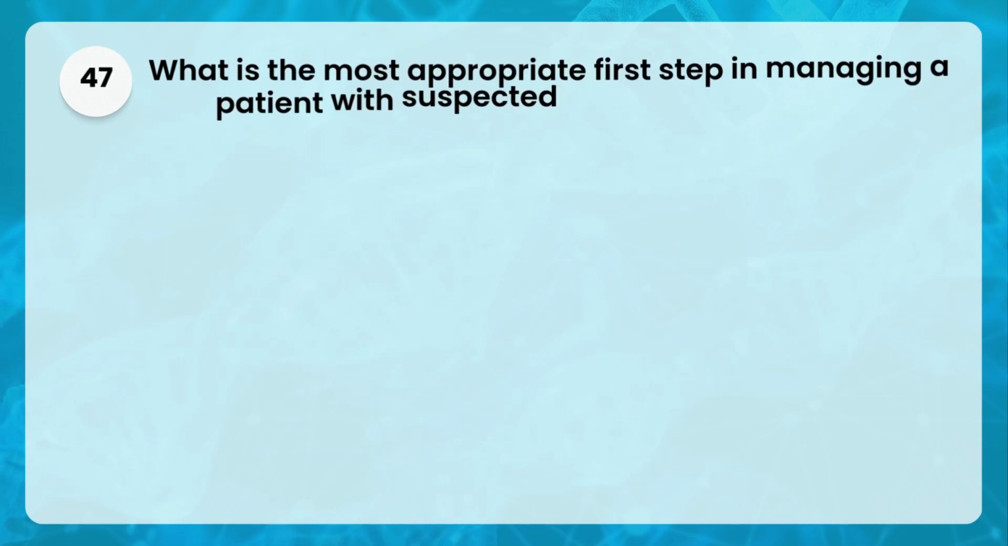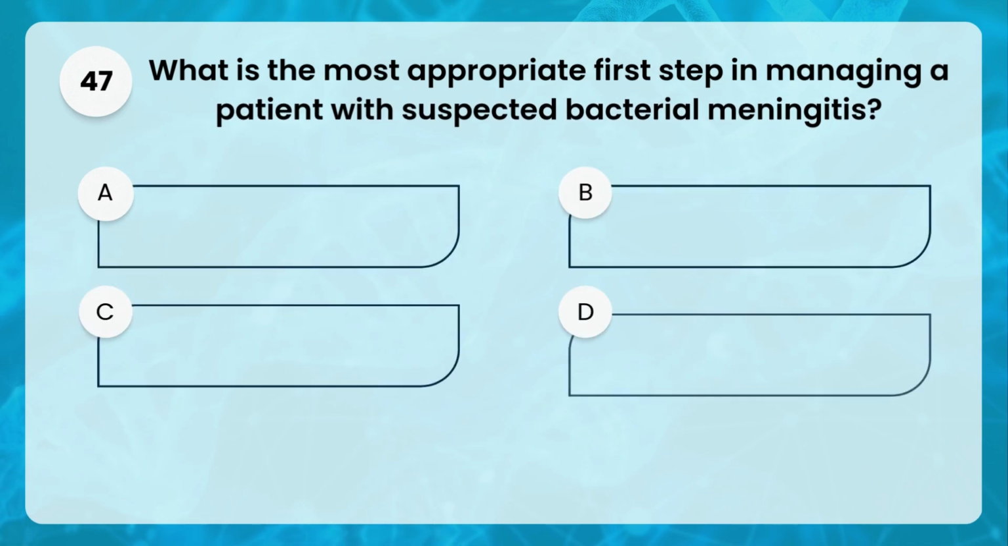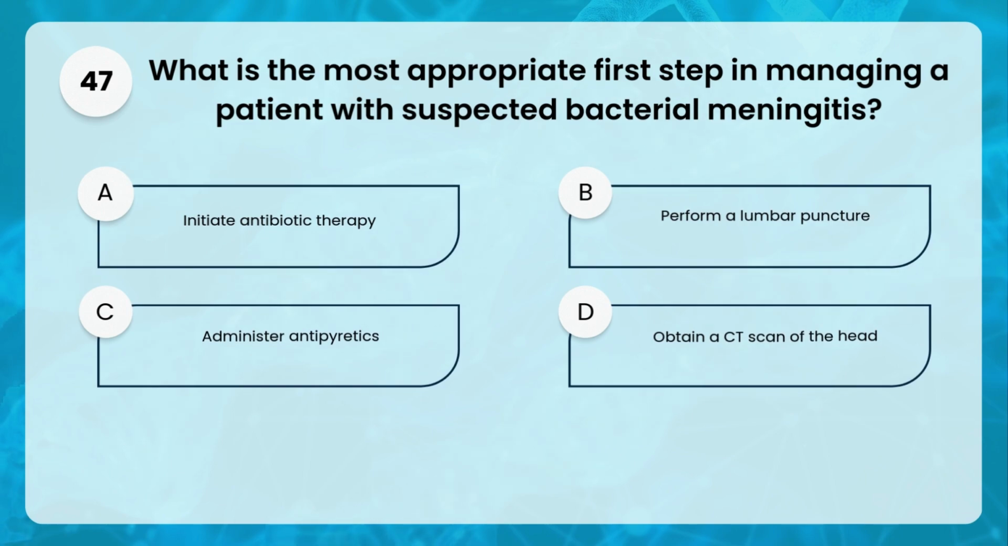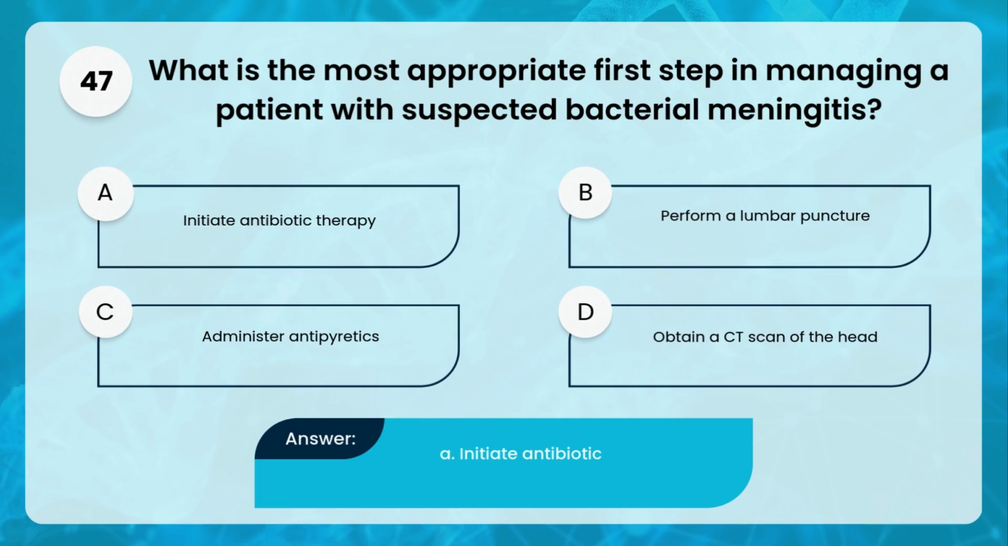47. What is the most appropriate first step in managing a patient with suspected bacterial meningitis? A. Initiate antibiotic therapy. B. Perform a lumbar puncture. C. Administer antipyretics. Or D. Obtain a CT scan of the head. The answer is A. Initiate antibiotic therapy.